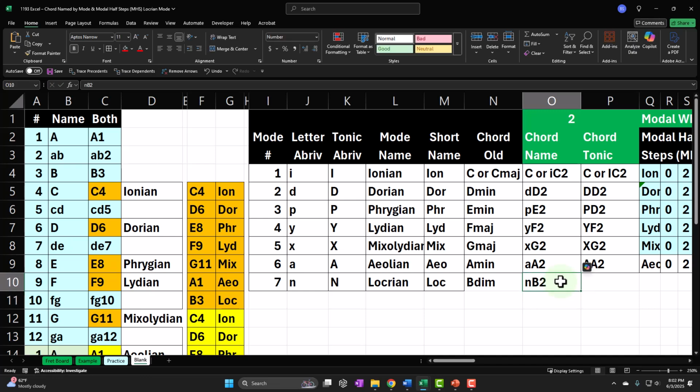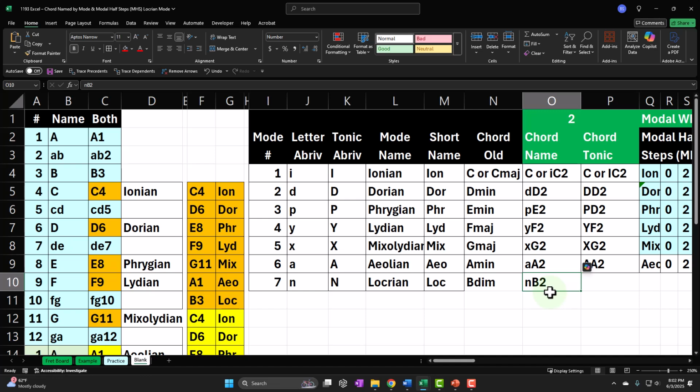Why an N? Because I don't want to use an L, because the L looks like an I. And I think the Locrian, because we all know it's crazy, we can say it's backwards. We use the last letter, so I'm going to use the N, and then it's a note number B. It's a 3-note chord.